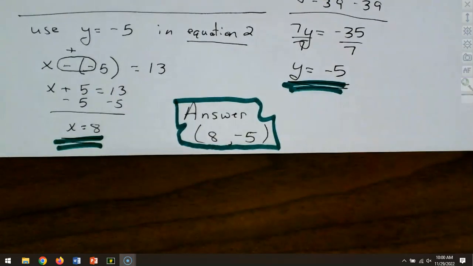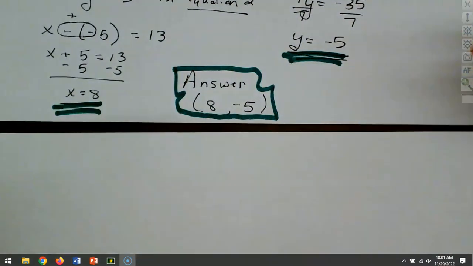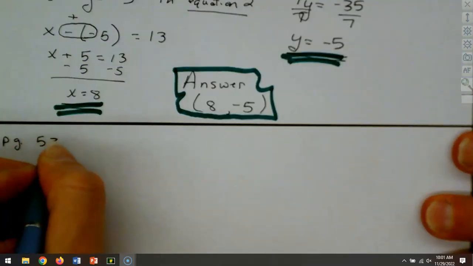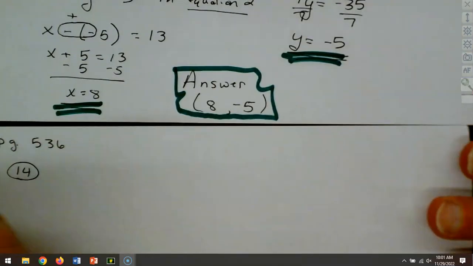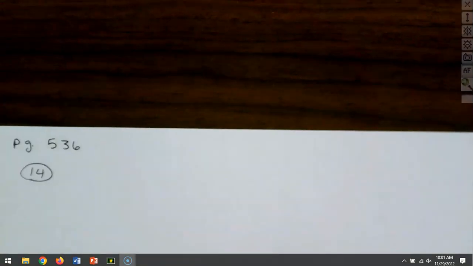So let's try one more with substitution. How about we look at question 14? Same page, page 536. And these aren't really that difficult. It's just easy to make a mistake. It's so easy to accidentally add wrong or subtract. So you have to be very careful with your signs and just take your time.